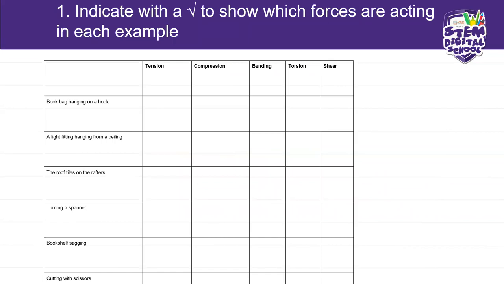Now, I want you to go through an exercise to see if you can remember the forces. Indicate which forces are acting in each example. A book hanging on a hook. What force is that?